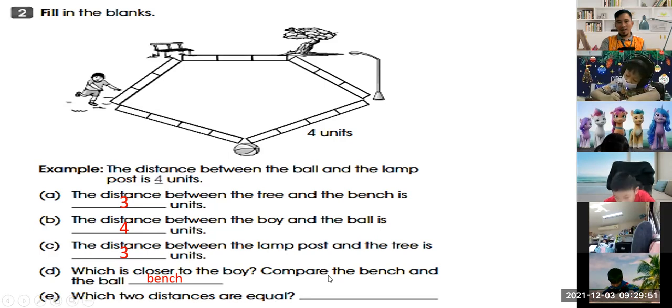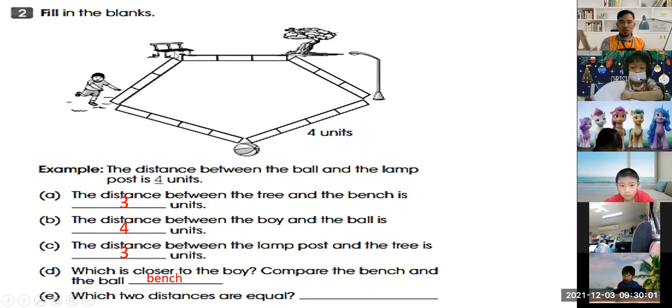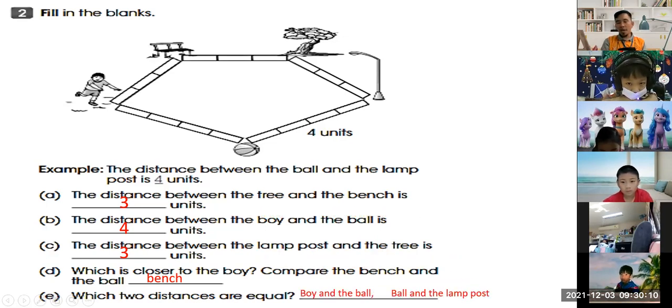Now here, which two distances are equal, the same? The two distances are the boy to the ball and the ball to the lamp post, because there are only 2. Do not use the other because there are 3. So the answer in letter E is the boy and the ball and the lamp post.